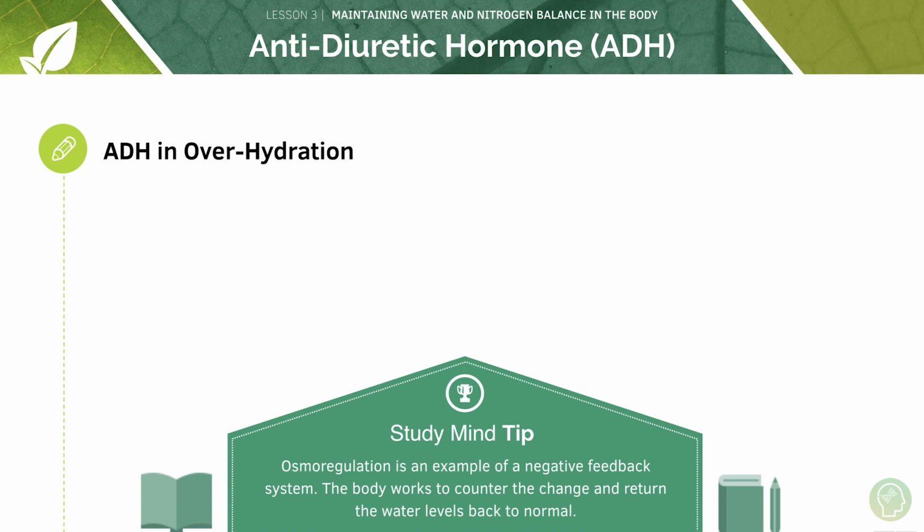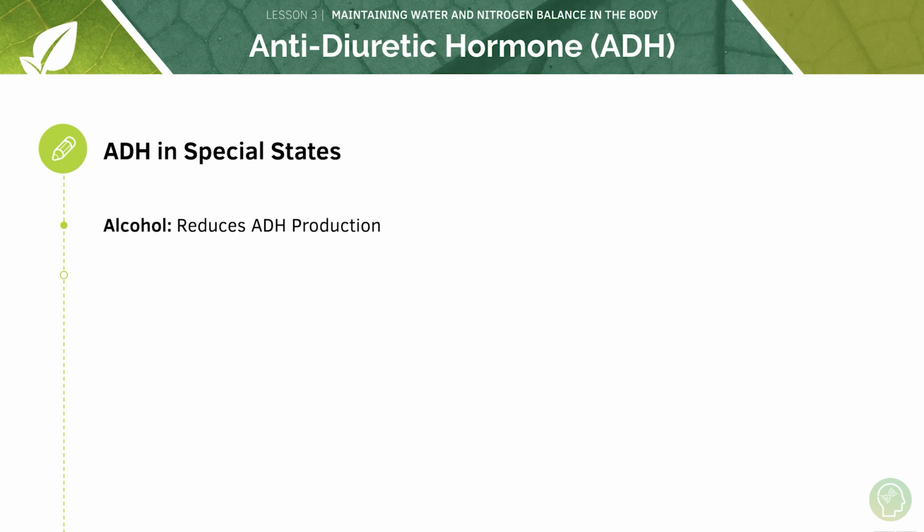And do remember which way round ADH works. I told you just now my way of remembering. I know diuresis means urine production. So if we're getting ADH released, we're promoting antidiuresis, so we're promoting less urine production. And remember that osmoregulation is an example of negative feedback system. So the body works to counter whatever change and return the water levels back to normal. And negative feedback, as we've seen before, is a really, really common theme in homeostasis.